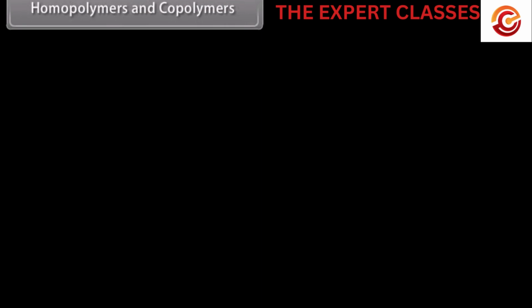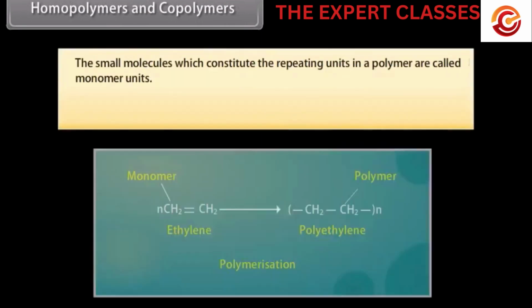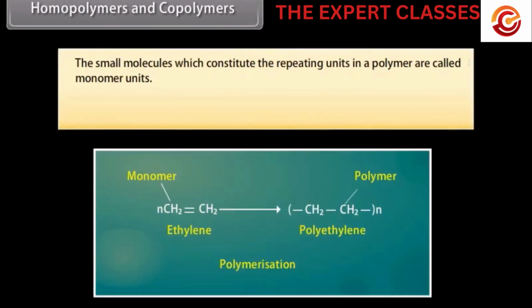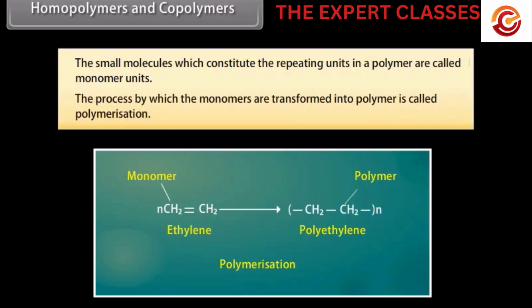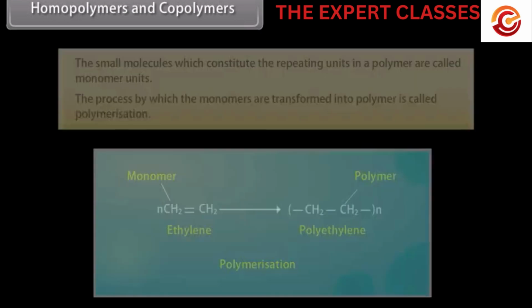Homopolymers and copolymers. The small molecules which constitute the repeating units in a polymer are called monomer units. The process by which the monomers are transformed into polymer is called polymerization. For example, polyethylene is a polymer which is obtained by the polymerization of ethylene. The ethylene molecules are referred to as monomer units.